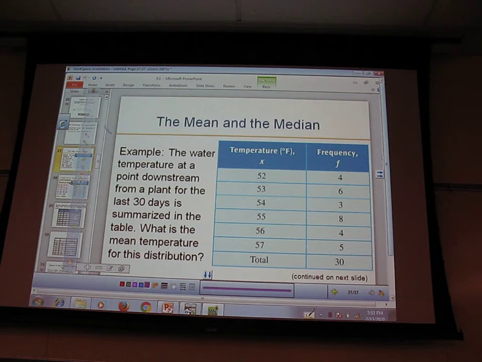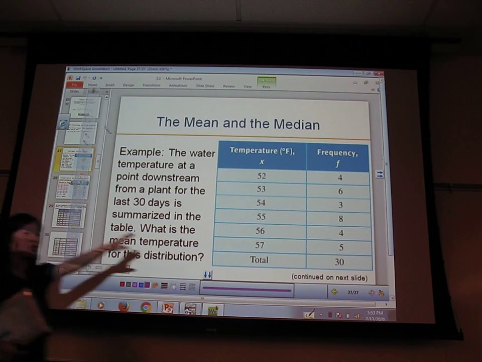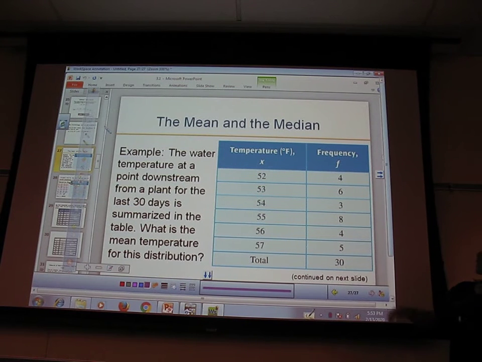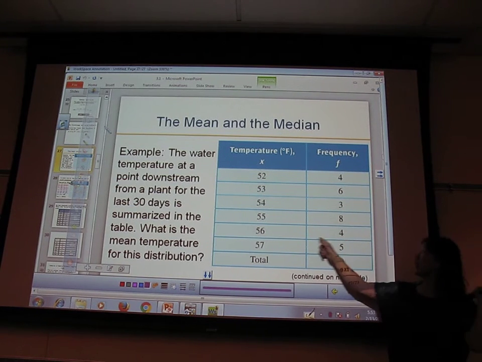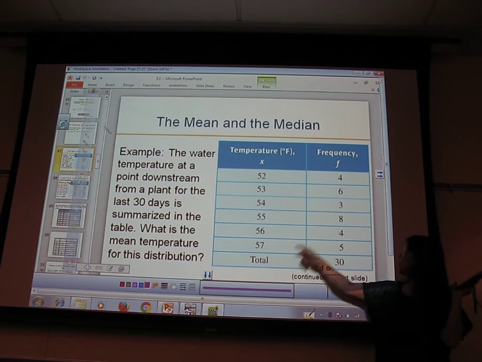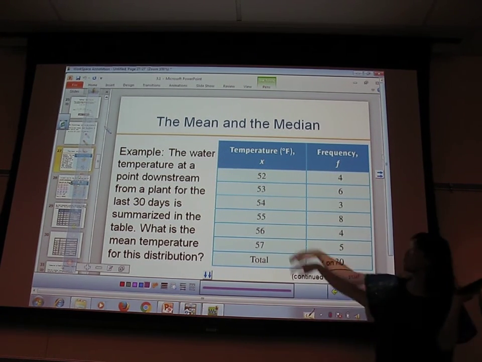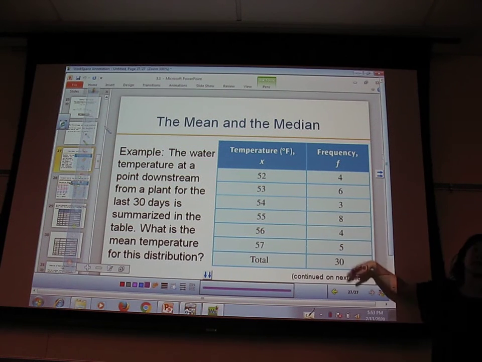Great. So this is a frequency distribution. We've seen it, right? We saw it last exam. What does it mean? It means that, for example, there were 4 days that had a temperature of 56. There were 8 days that had a temperature of 55. Everybody on board with this part? These are our x values. This is the frequency, how often they occur.